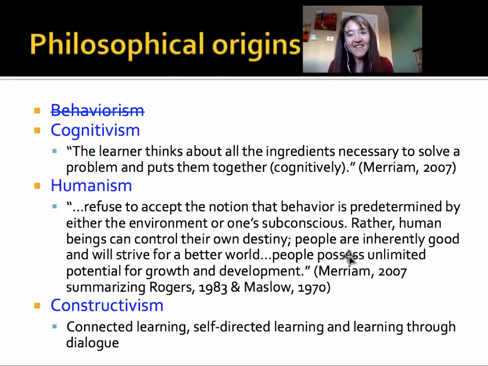This is the idea that we might refuse to accept the notion that behavior is predetermined by either the environment or one's subconscious. Rather, human beings can control their own destiny. People are inherently good and will strive for a better world. People possess unlimited potential for growth and development. This is where we think about transformational learning, learning that changes the entire world of the learner. And it might be utopic, but it certainly is something that I believe very much in.